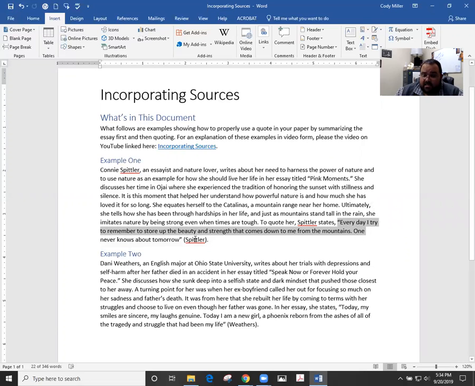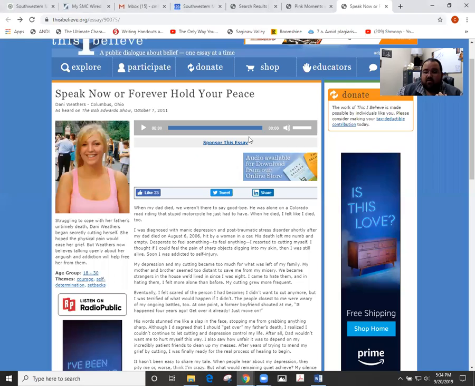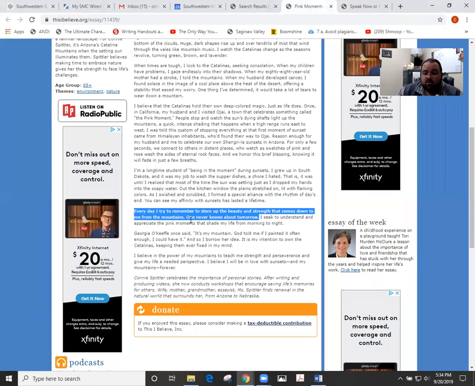And then I have the in-text citation. Now this is direct wording from the Pink Moments essay. So if we flip back to the Pink Moments essay here for a moment, you'll notice it's literally word for word. Because it's word for word, I put it in quotations.